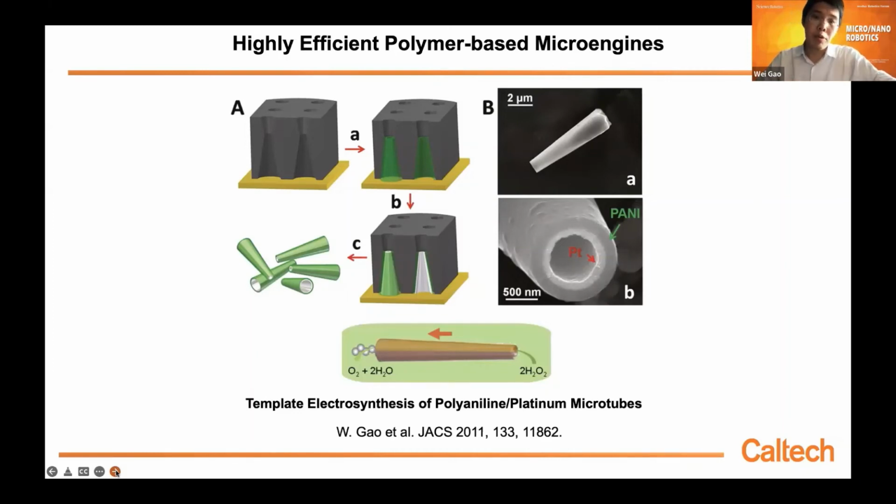In this case, we propose using a template electrodeposition approach. By using this polycarbonate membrane template, we can deposit this bilayer structure. The outer layer is a polymeric shell, could be polyaniline, could be polypyrrole. The inner layer is platinum. Platinum can catalyze the hydrogen peroxide decomposition and generate oxygen bubbles.